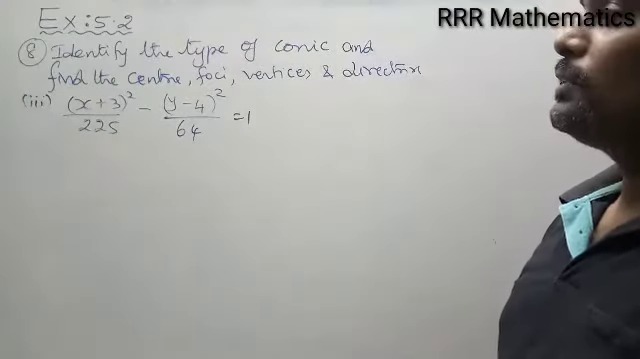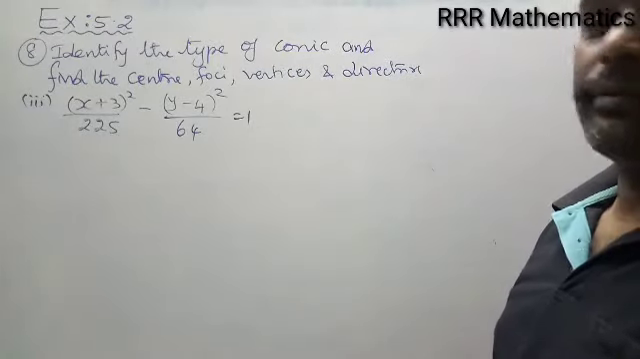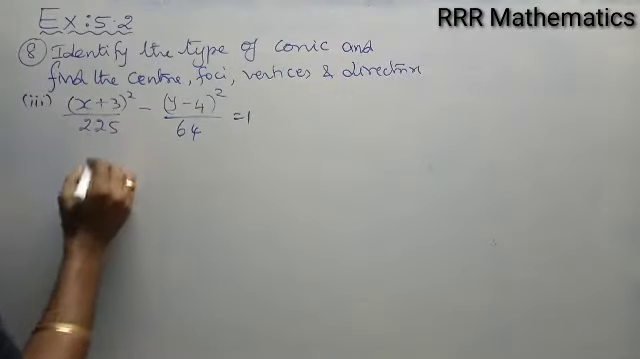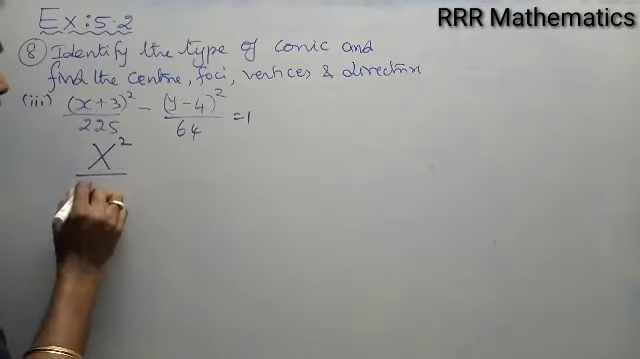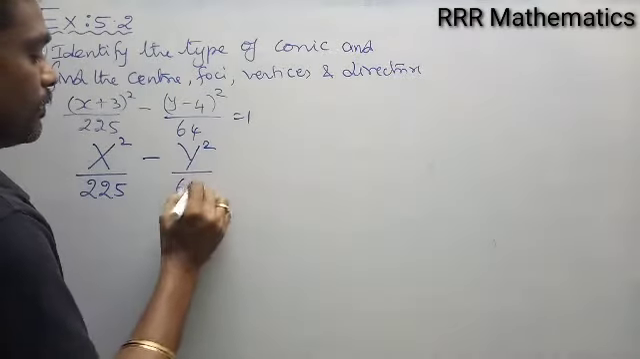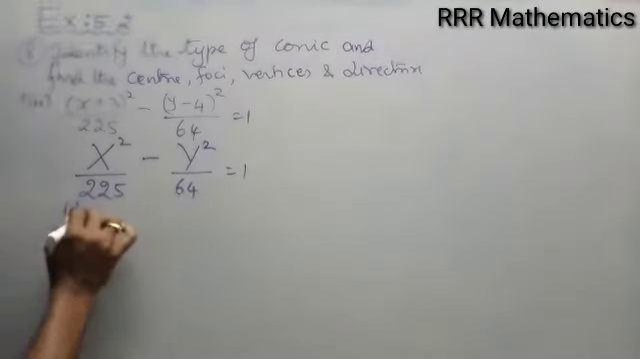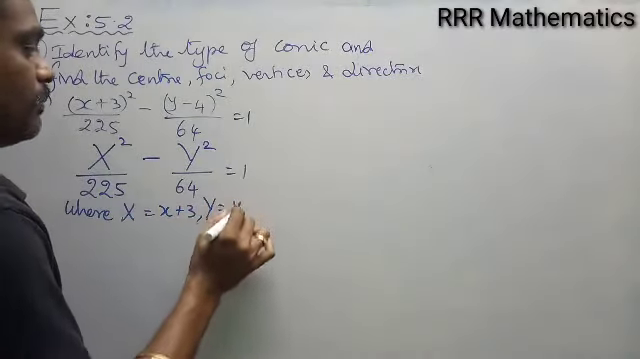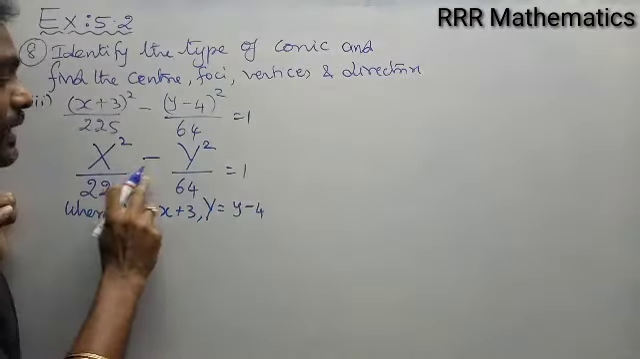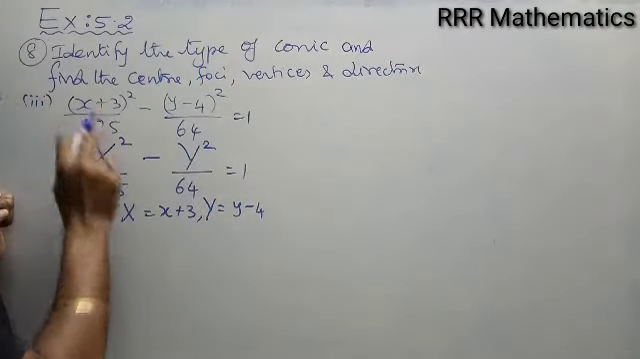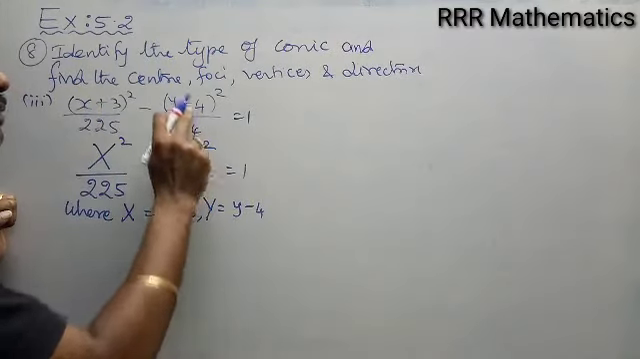We have (x plus 3) whole square divided by 225 minus (y minus 4) whole square divided by 64 equal to 1. This is the equation of the hyperbola. I will write this as capital X square by 225 minus capital Y square by 64 equal to 1, where capital X is x plus 3 and capital Y is y minus 4. This is the standard equation of the hyperbola with respect to capital X and capital Y.